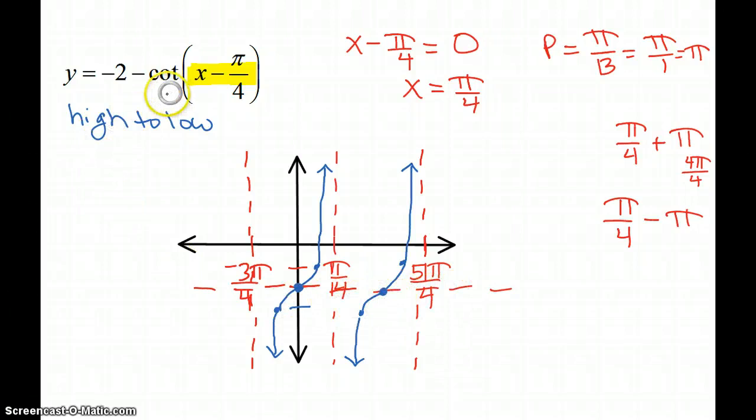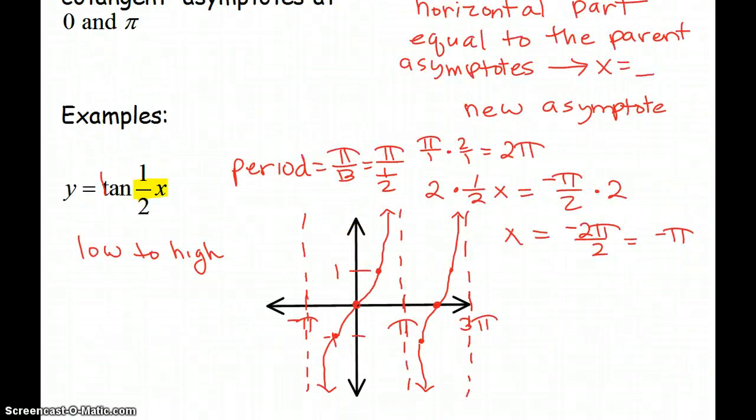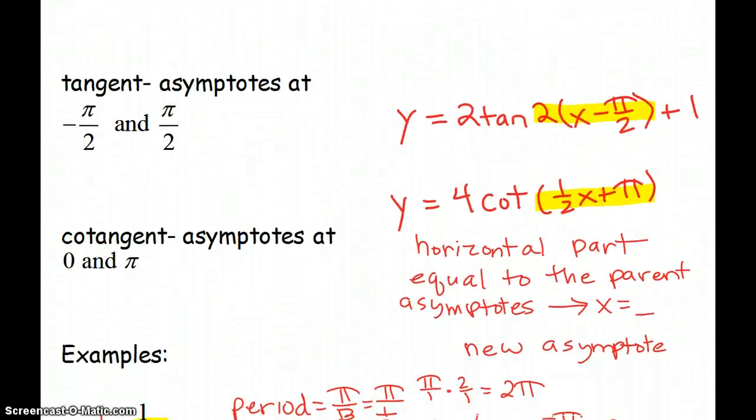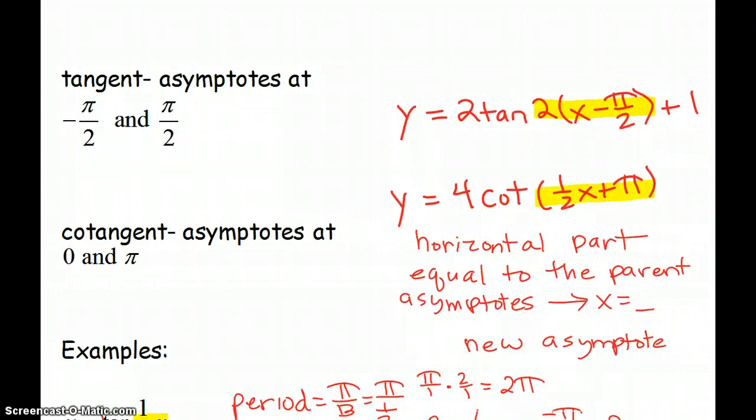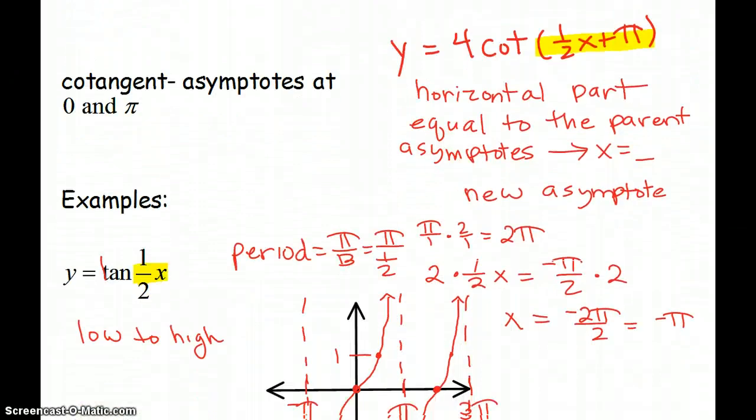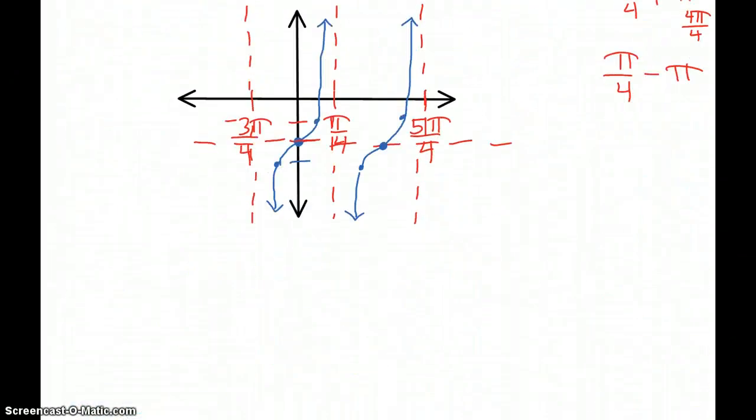And then remember, cotangent goes high to low, but because this one reflected, we went low to high. So you have to memorize that. You have to know high to low for cotangent, low to high for tangent. And you also have to make sure that you remember these asymptotes. Tangent, remember, is odd multiples of pi over 2, and cotangent is multiples of pi.